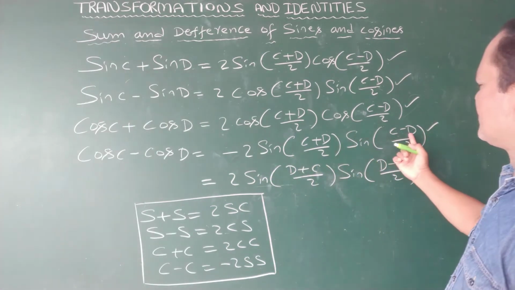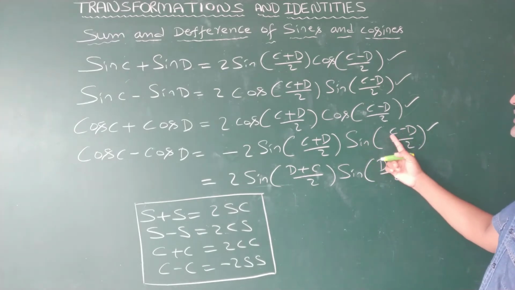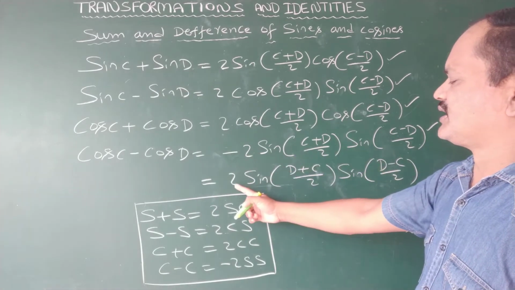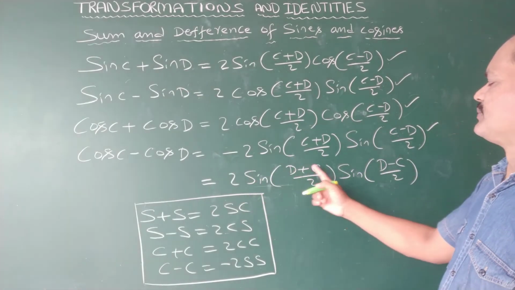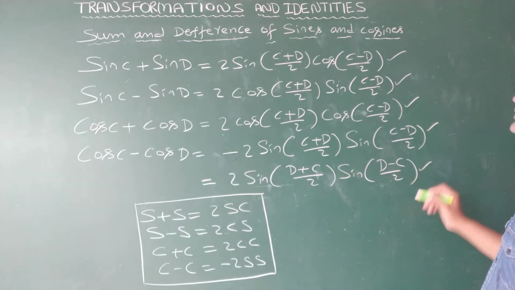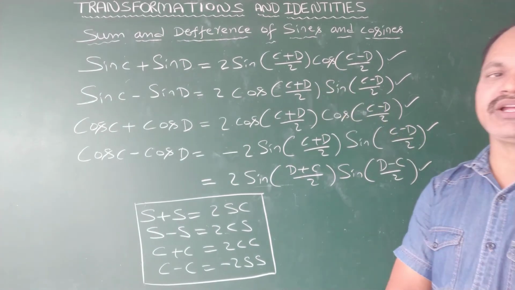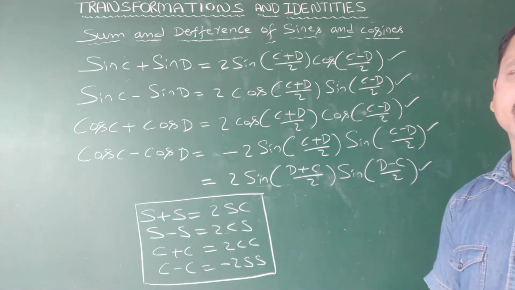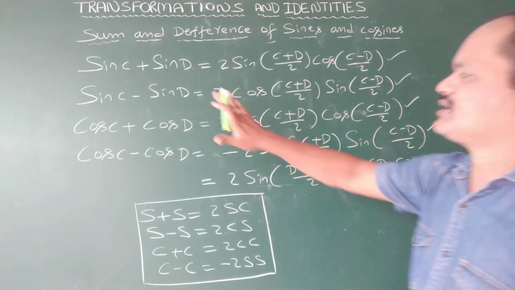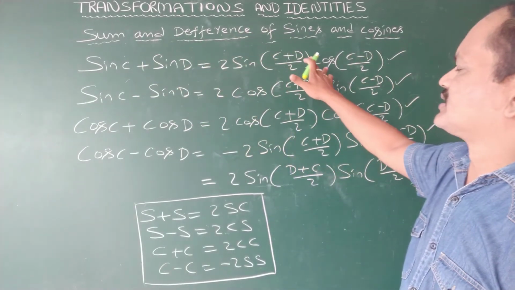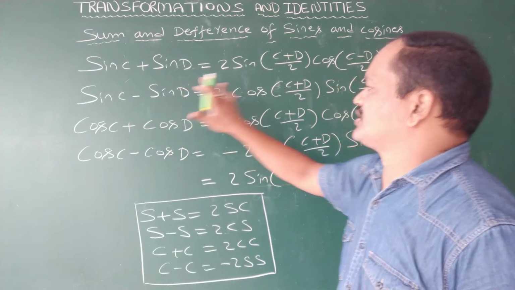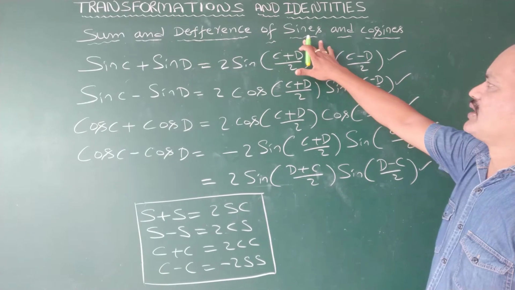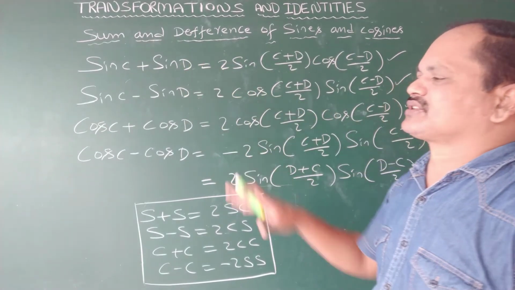Here we take common minus, since sin((D-C)/2) is the negative of sin((C-D)/2). Taking the common minus, minus into minus gives plus, so it can be written as 2 sin((D+C)/2) sin((D-C)/2). That's why these are the major formulae for this topic, transformation of the functions. Transformations means sum changes to product, difference changes to product, and product changes to sum, like that. So that's why we have to use sine functions and cosine functions.